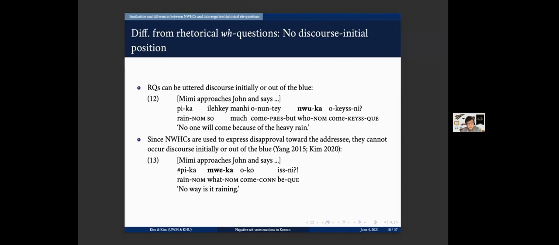But double-edged constructions also behave differently from rhetorical double-edged questions. For example, the rhetorical question in 12, 비가 이렇게 많이 오는데 누가 오겠니? can be uttered in a discourse-initial position or out of the blue. But the double-edged construction in 13, 비가 뭐가 오고 있니? cannot be used discourse initially because double-edged constructions are used to express disapproval toward the addressee. So they must be uttered after the addressee's words. So that's why they cannot be used discourse initially or out of the blue, unlike rhetorical questions.